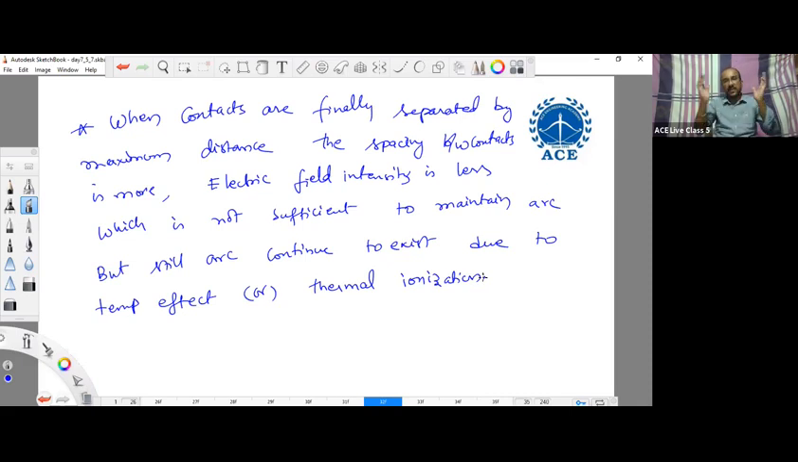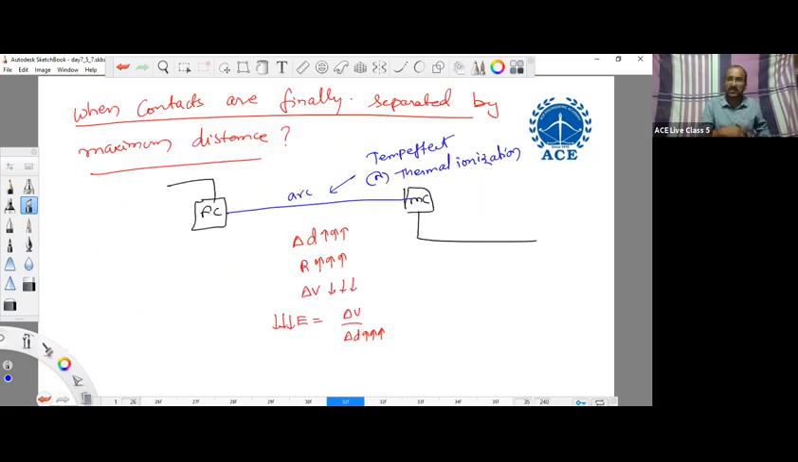So what is your observation? When the contacts are finally separated by the maximum distance, the spacing between the contacts is more. The electric field intensity will be less, which is not sufficient to maintain the arc. But still, the arc continues to exist due to what? Temperature effect or thermal ionization.